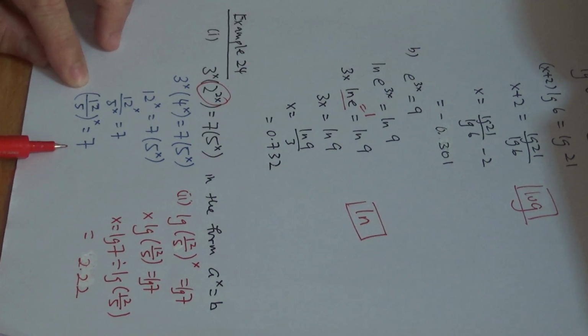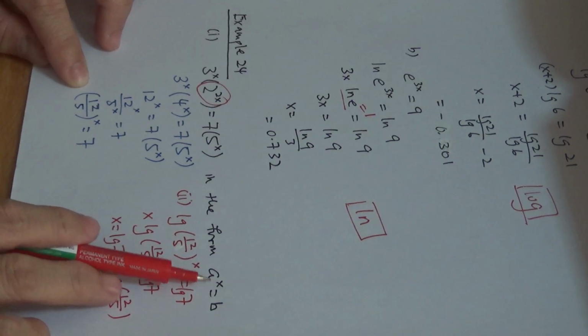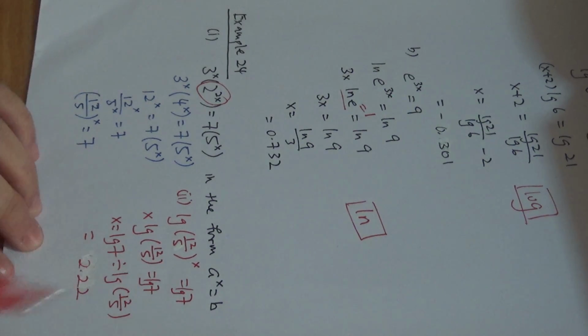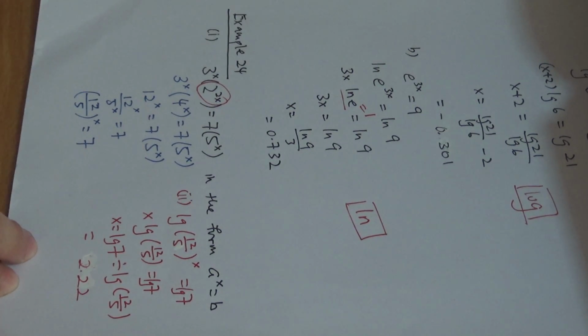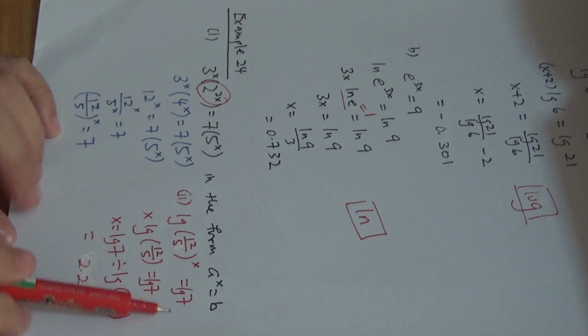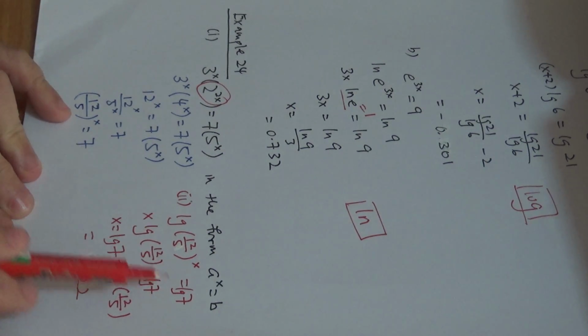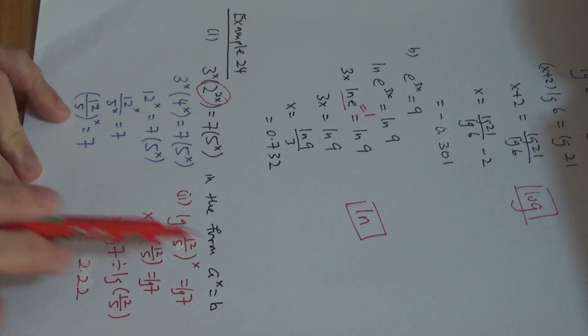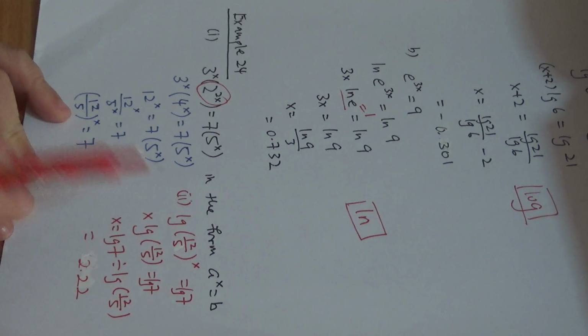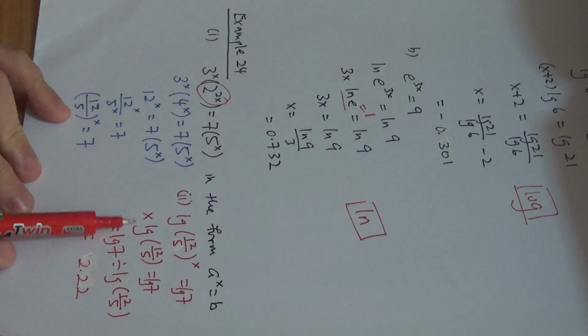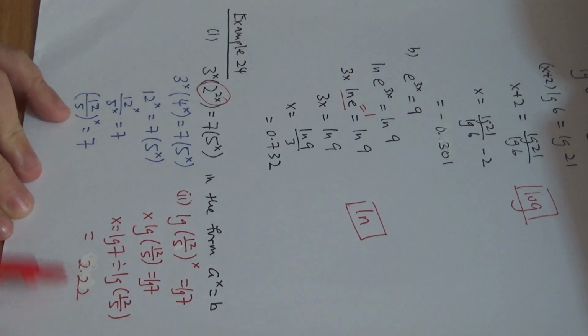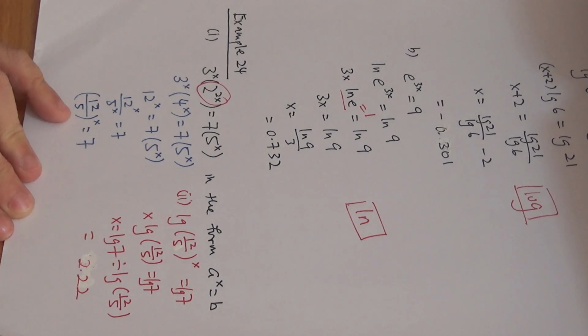Okay, so we have already written this in the form a to the x equals to b. Then how do we solve for x? Now, because these are numbers, we take log, lg, okay? If it is in the form of e, then you take ln, alright? So, we do the manipulations, we key in the calculator, we will get 2.22. So, this is the answer to example 24.